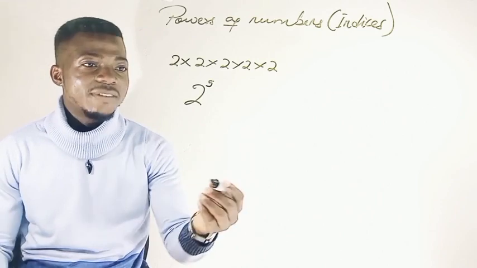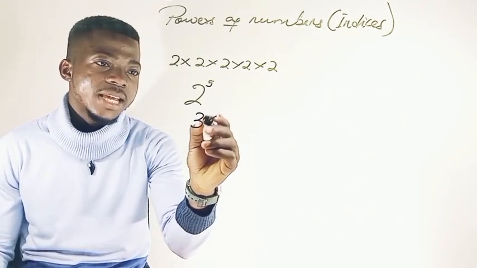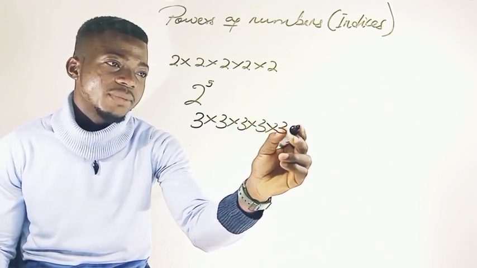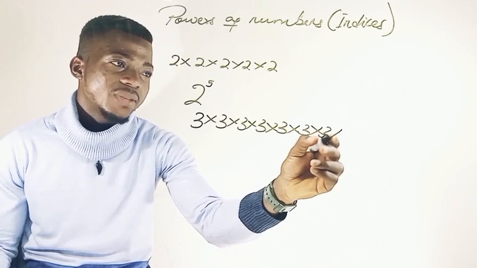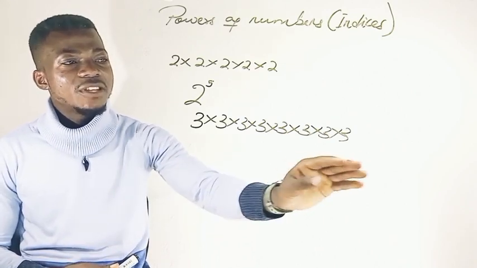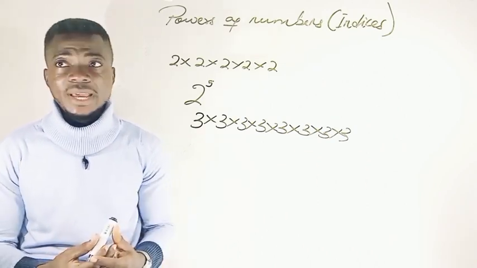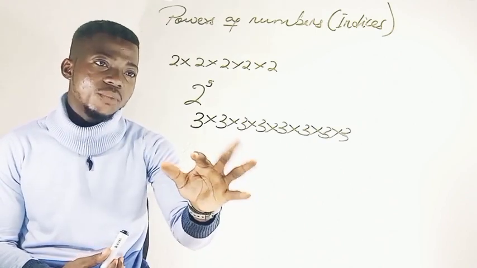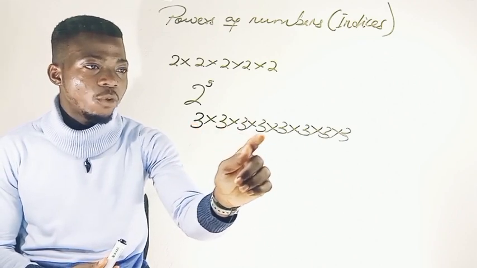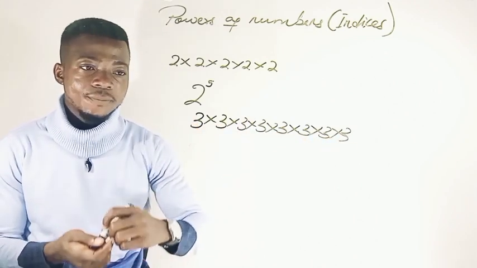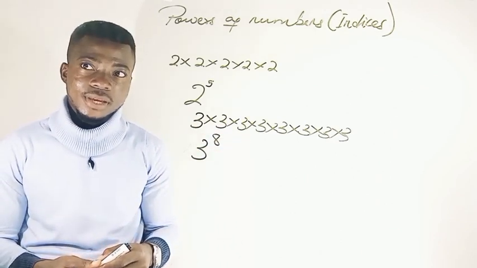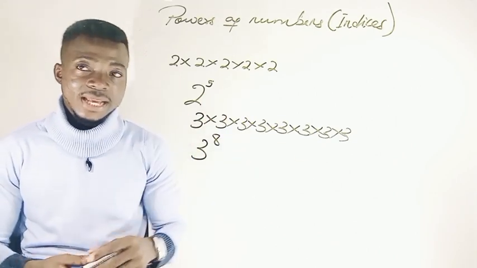Now we can have something like this too: 3 times 3 times 3 times 3 times 3 times 3 times 3 times 3, till we get tired. To save yourself the stress and save the page, we can write it in index form. We count the number of 3's: 1, 2, 3, 4, 5, 6, 7, 8. So that is 3 exponent 8. So we can write numbers in index form.